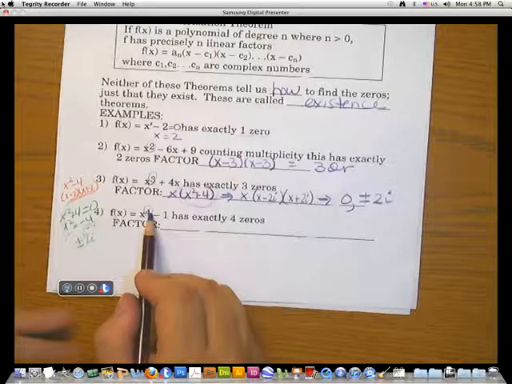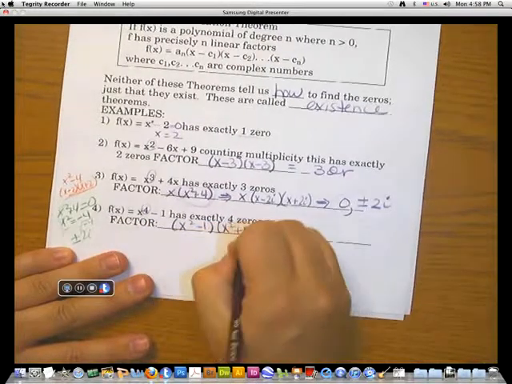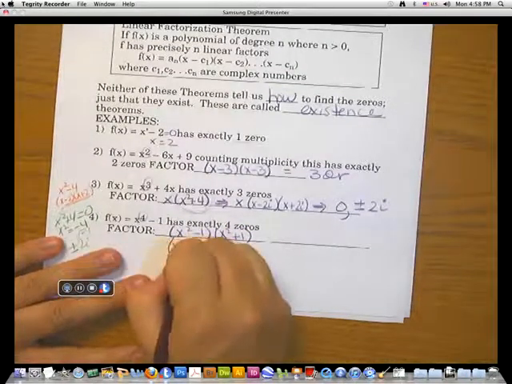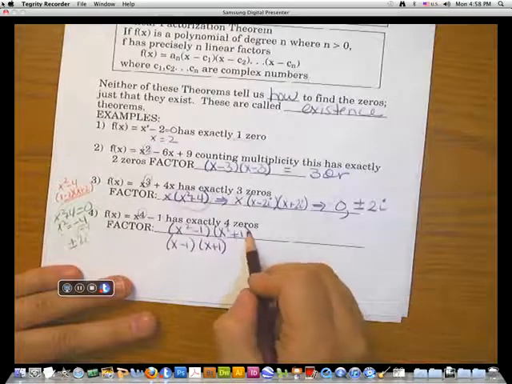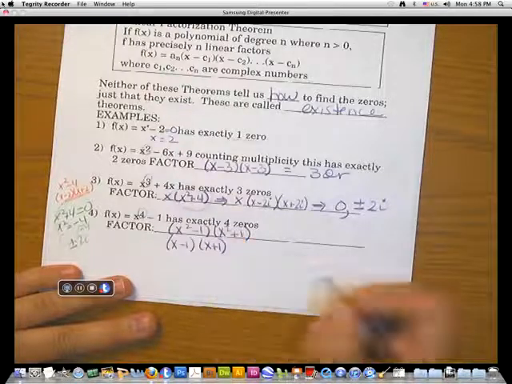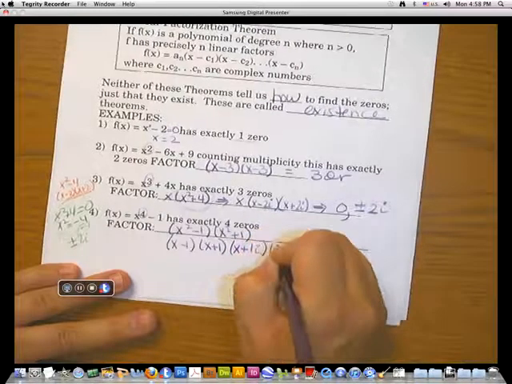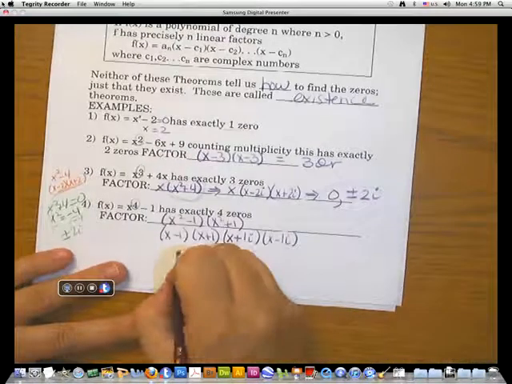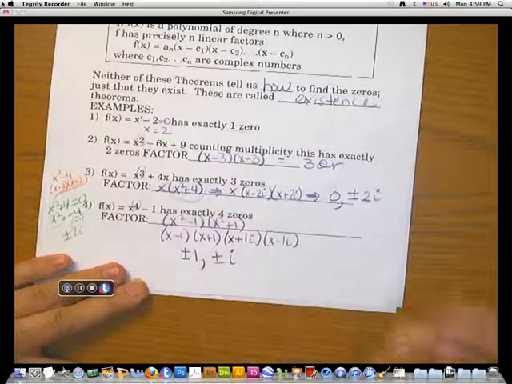Okay, we know there's going to be 4 of them. This is a difference of 2 squares, so we can go x squared minus 1 and x squared plus 1. x squared minus 1 is still a difference of 2 squares, so it factors to x minus 1 and x plus 1. This is not a difference of 2 squares, but it is an addition of 2 squares, so that means I can factor it into the imaginaries, plus 1i and minus 1i, which is just i and minus i, so that my zeros are plus minus 1, and plus and minus i.